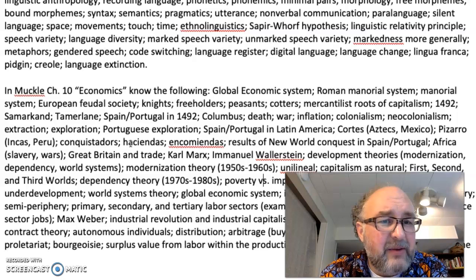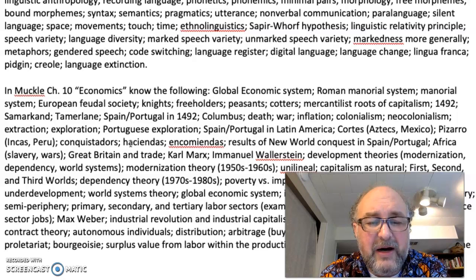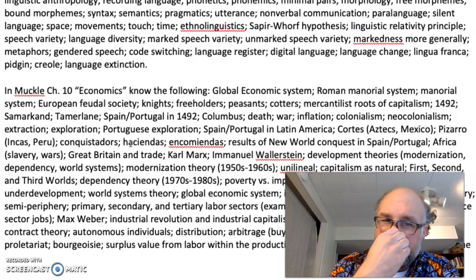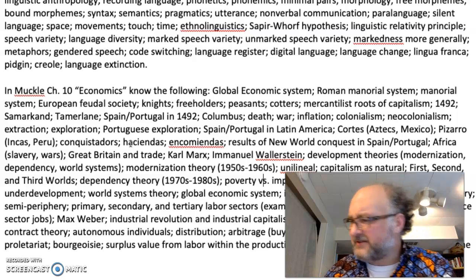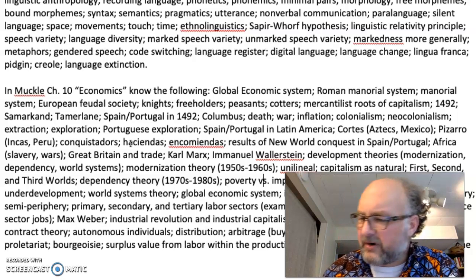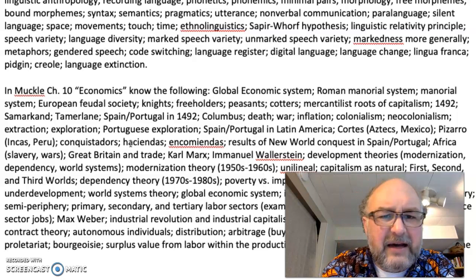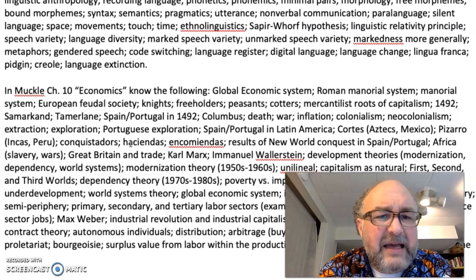Metaphors. We talked a little bit about metaphors, gendered speech, a little bit about tone, code switching. Remember the video with the little boy who could speak 3 different languages and just switch between them effortlessly. Language register. Think about that marked piece. Sorry, that's important, the marked versus unmarked. That's an important point. Just wanted to reinforce that.